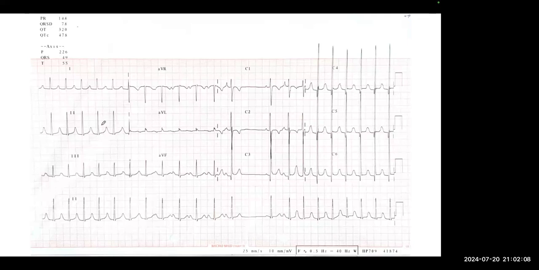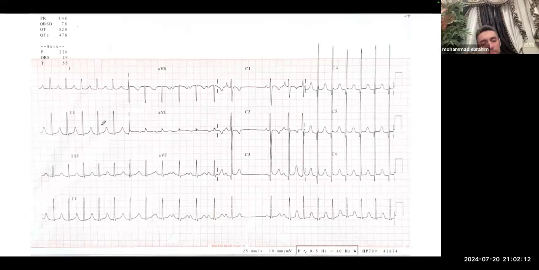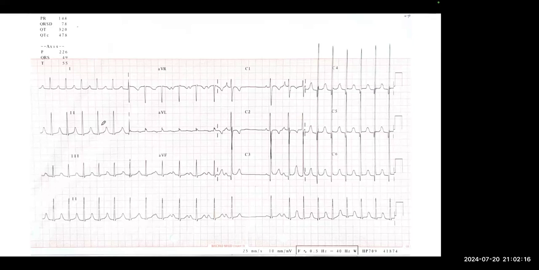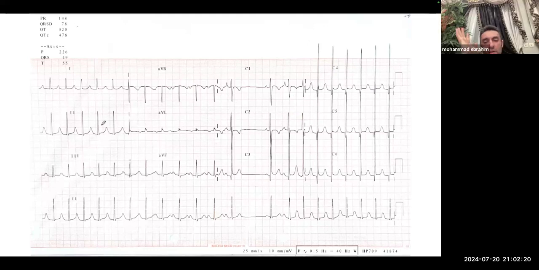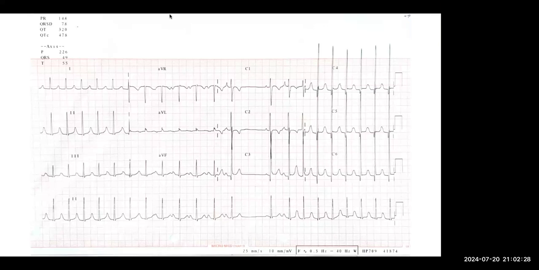If the patient is 7 years old, so he is tachycardic, and it is narrow complex. P's are more than QRS, so no. Wait. What do you mean by P more than QRS? Where are the P's that are more than QRS?